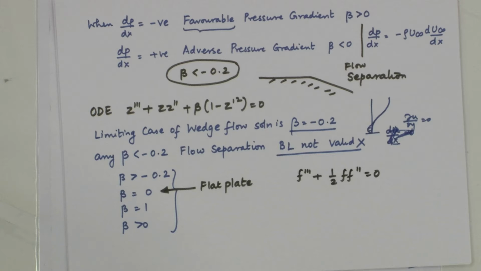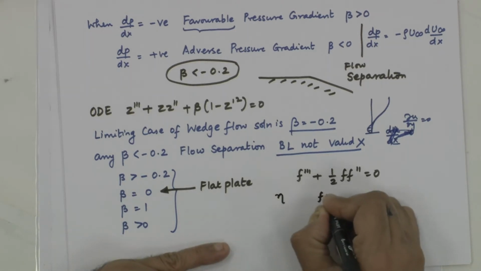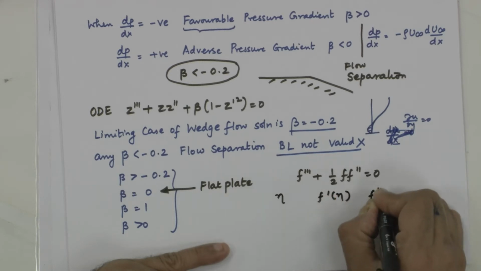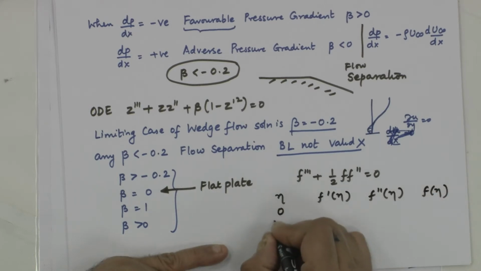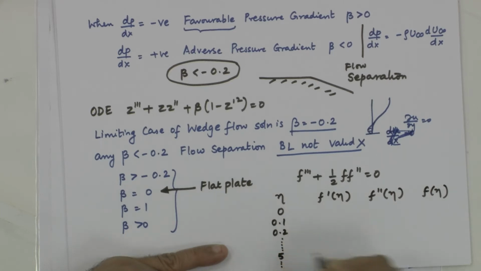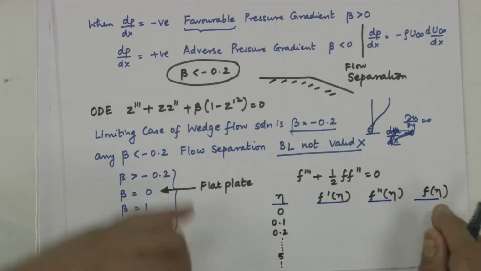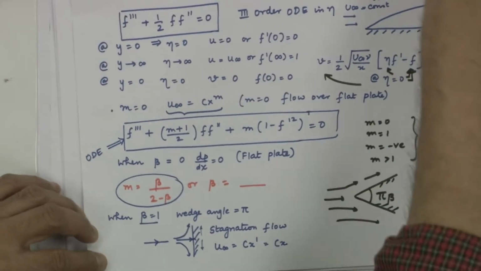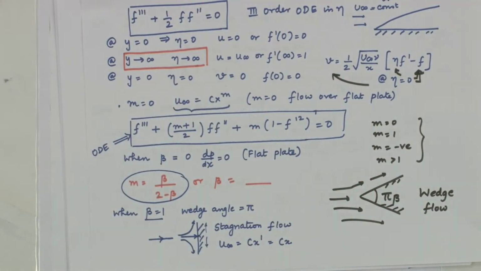solution would be such that you would have a table of eta, f prime of eta, f double prime of eta, and f of eta. So, you go from eta equal to 0, 0.1, 0.2, all the way to 5, all the way up to whatever number, 10 or 20, whatever you want. What is this infinity? Remember, one of the boundary conditions is this. Let us look at this a little carefully. Y equal to infinity, eta equal to infinity. I don't know what this infinity is.